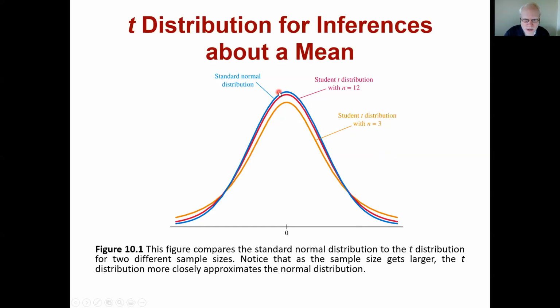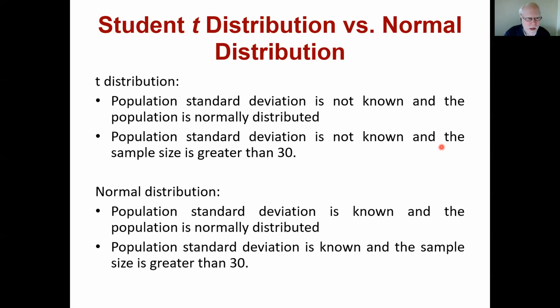So these are essentially normal distributions that have been slightly altered, particularly in terms of how much is in the tails, to account for greater variability when we have smaller sample sizes. So versus the normal distribution, the T distribution can be used when the population standard deviation is not known and the population is normally distributed. This is usually based on the assumption that the population is normally distributed because we don't know the population parameters itself. This is more just based on assumption.